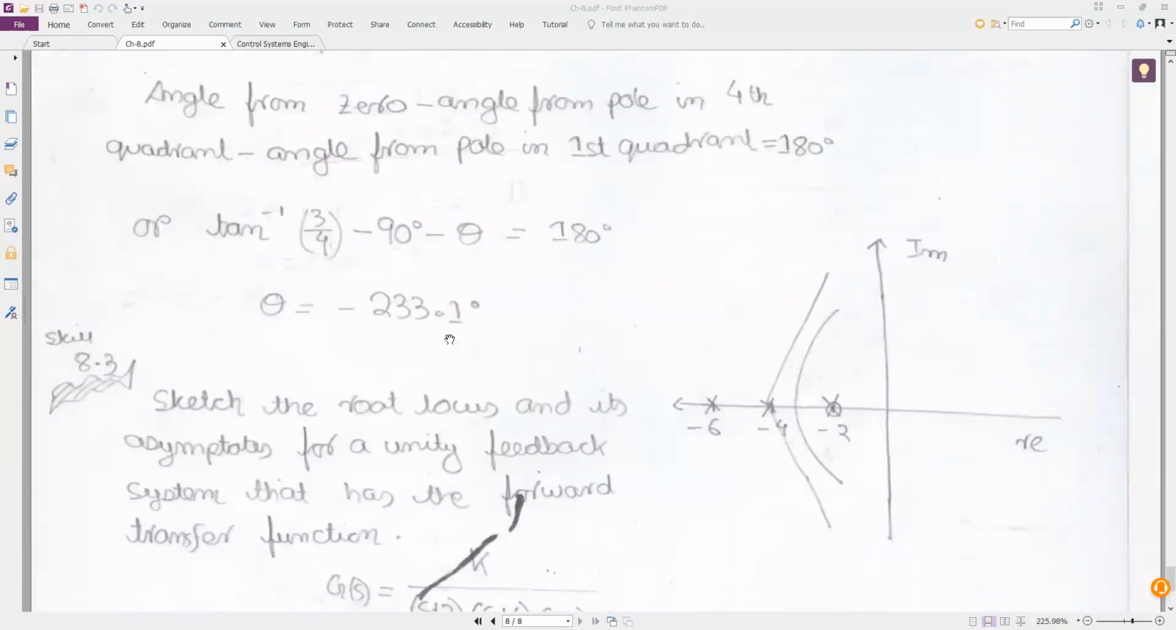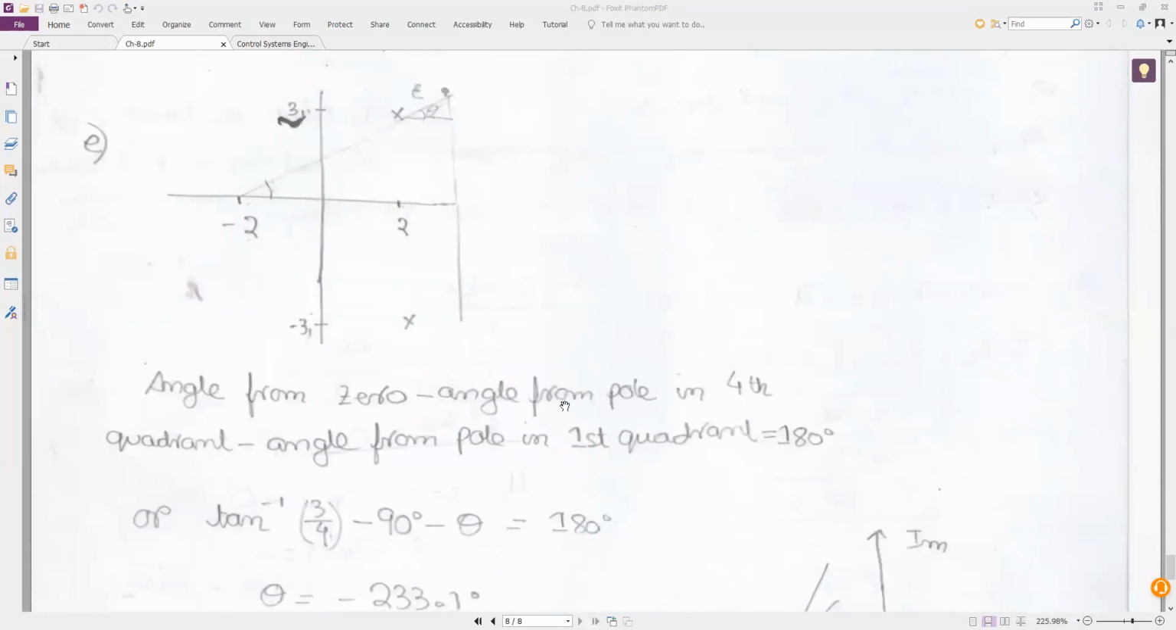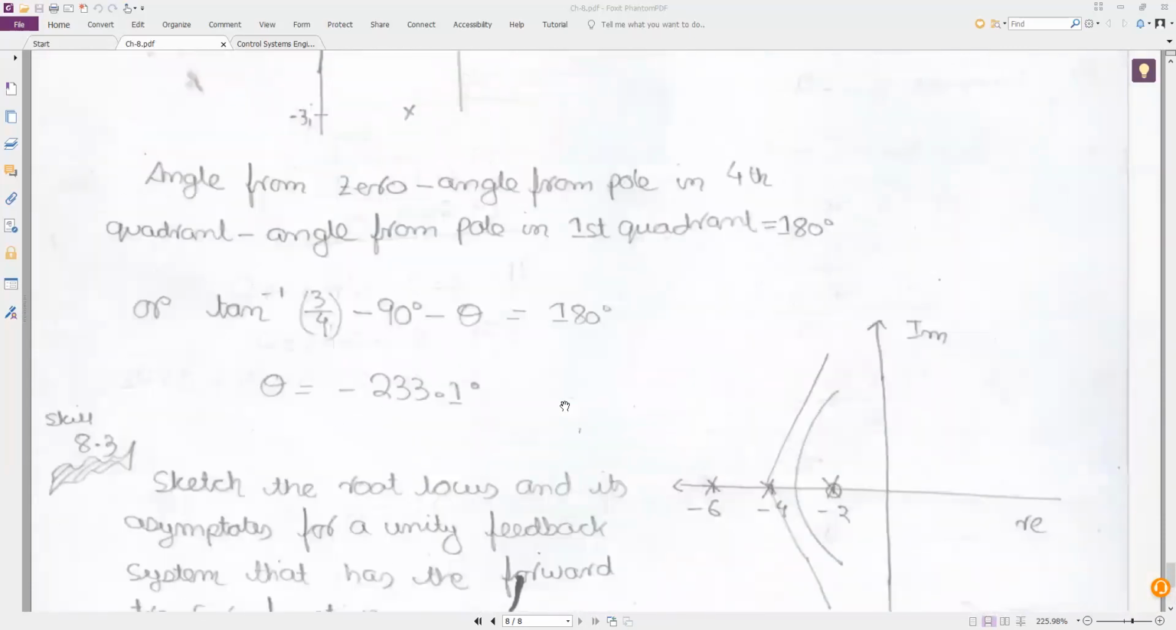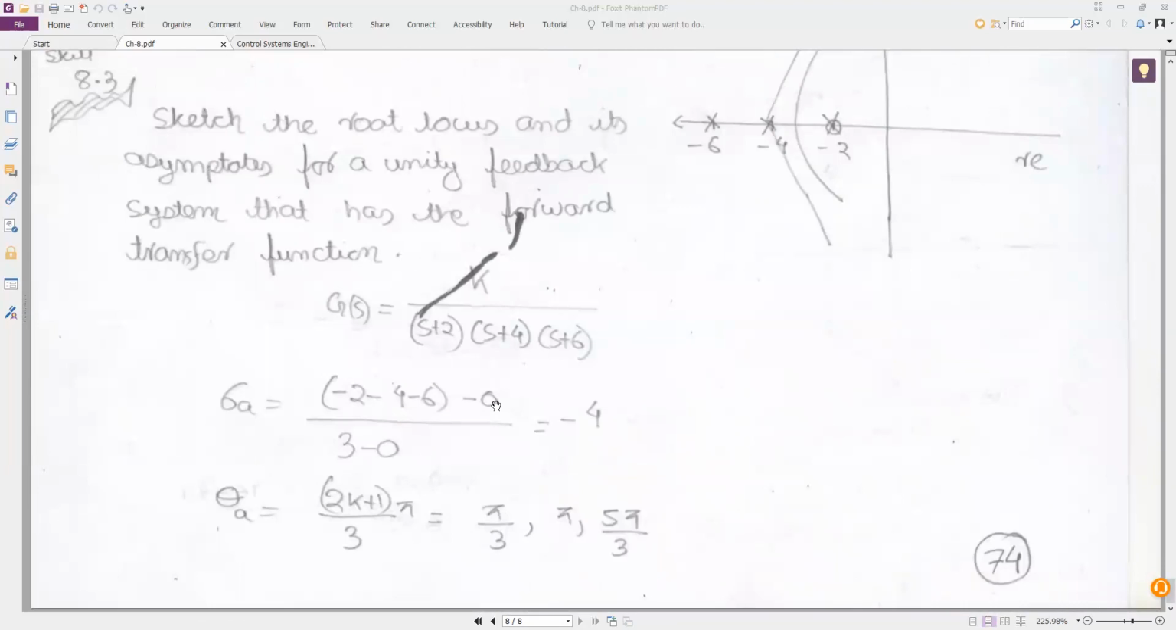The last part is the angle of departure from the pole. I think I will have to discuss this in the next class, inshallah. Only this part is left. All other parts have been completed.